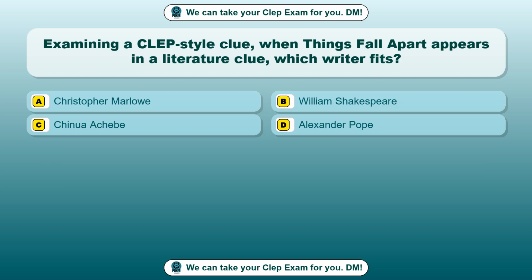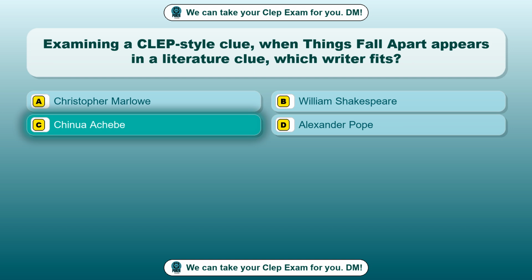Question 27. Examining a CLEP-style clue, when "things fall apart" appears in a literature clue, which writer fits? Option A, Christopher Marlowe. Option B, William Shakespeare. Option C, Chinua Achebe. Option D, Alexander Pope. The correct answer is option C, Chinua Achebe.